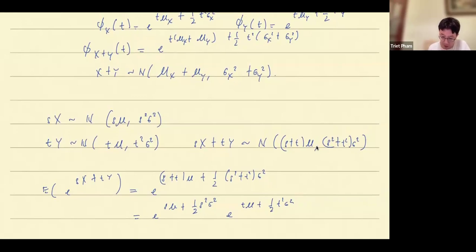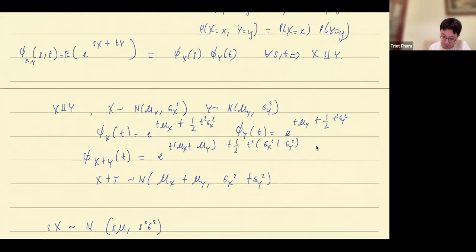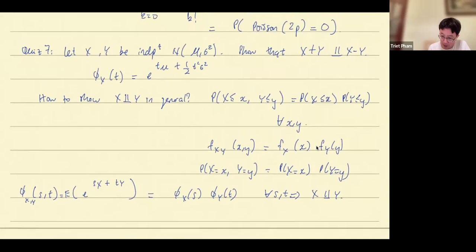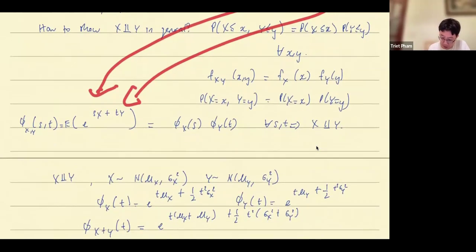actually, I think that's not what we're trying to prove, right? We're trying to prove X plus Y and X minus Y are independent. Sorry, we're not trying to prove X and Y are independent. Sorry, I should have called this U and V to begin with. We're trying to prove X plus Y and X minus Y are independent. So we should plug X plus Y in here and X minus Y in here. Okay, sorry about that.